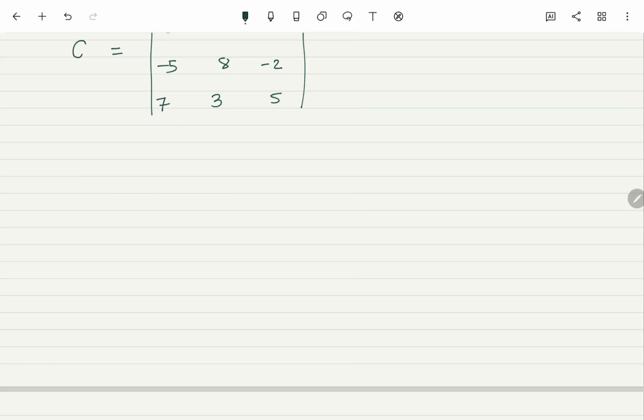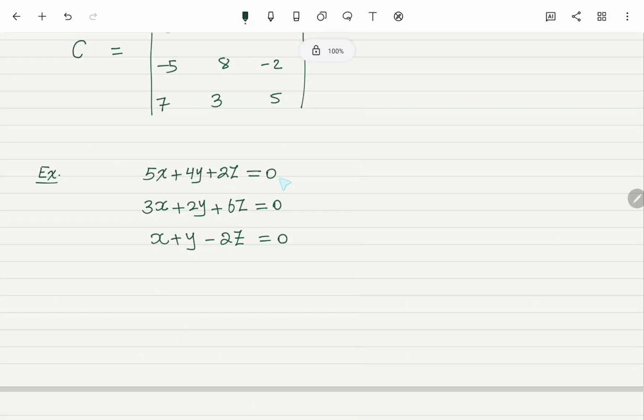One of the most useful benefits of determinants is to solve homogeneous equations. Now, assuming that we have the following equations. These 3 equations are homogeneous, and we have here 3 unknown variables x, y, z. We would like to check whether the system here has a solution apart from the trivial solution, which is x equal to y equal to z equal to 0.